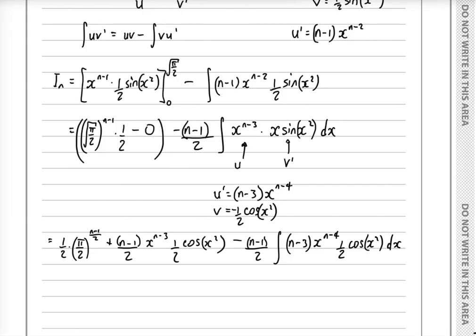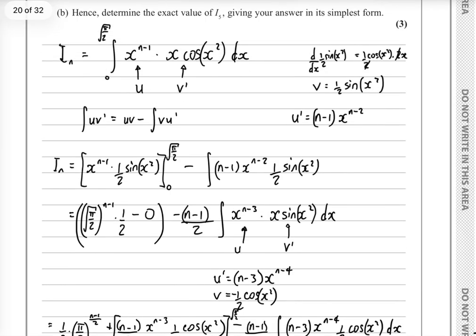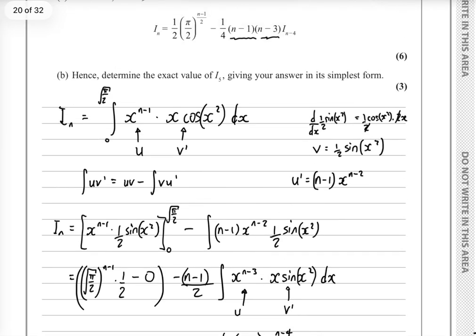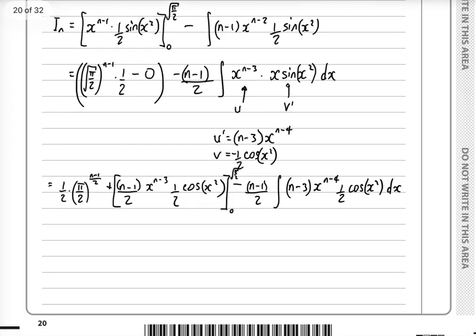Now we need to apply our limits on this part here, 0 to root pi by 2, and tidy up the integral, and hopefully, because now we've got cos x squared and an x to the power of something, we can put it back in terms of I_n. It looks like I_n minus 4. Fortunately, this time when we put the limits in, we get 0 for cos of pi by 2, so that first term is 0, and we get 0 because of the x to the power n minus 3. So that all nicely simplifies to nothing. This is still how it was.